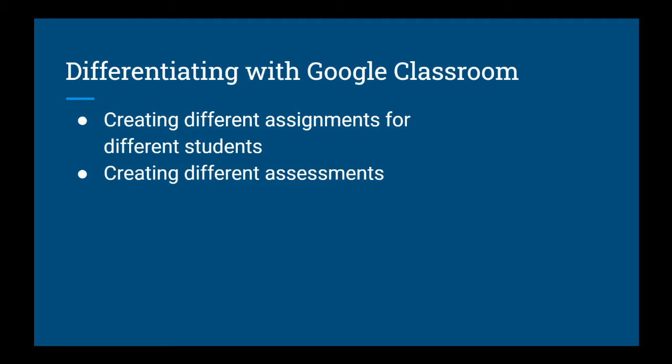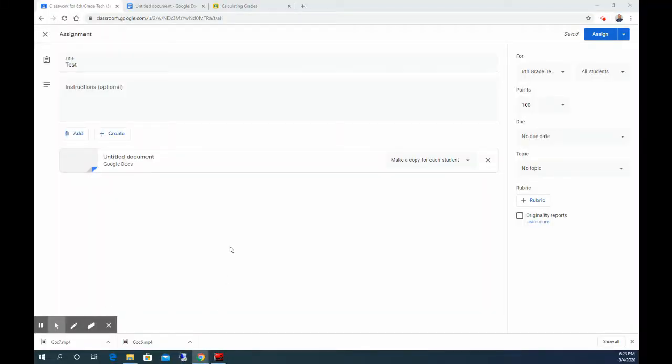Google Classroom allows you to differentiate with your students. You can create multiple assignments for students and send them out to different students. So half the class could get one assignment and the other half would get a separate assignment, and the students wouldn't know the difference. You are also able to differentiate your assignments.